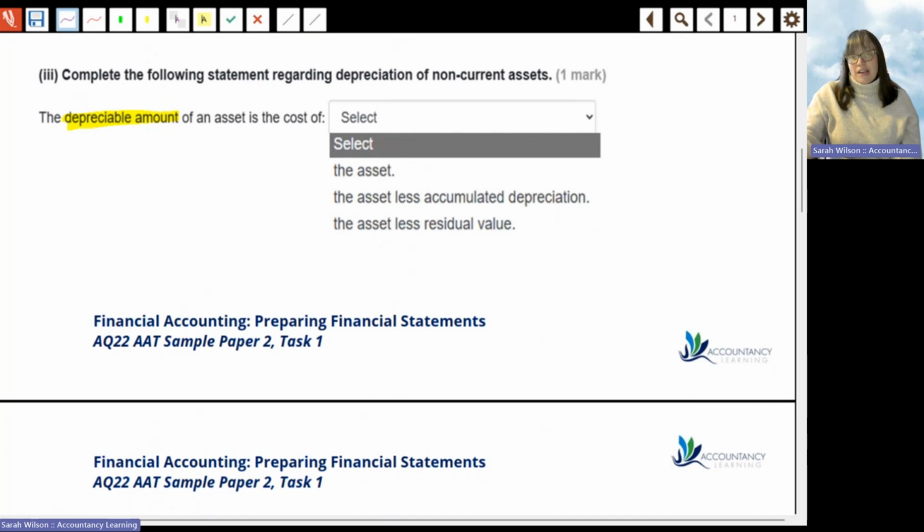The second one, the asset less accumulated depreciation. So this is after the depreciation has taken place. So this is known as the carrying amount. So the asset less residual value is what our depreciable amount is. So if there's any expectation of residual value, then we need to take that off the cost of the asset, and that's the value we then put our depreciation on.